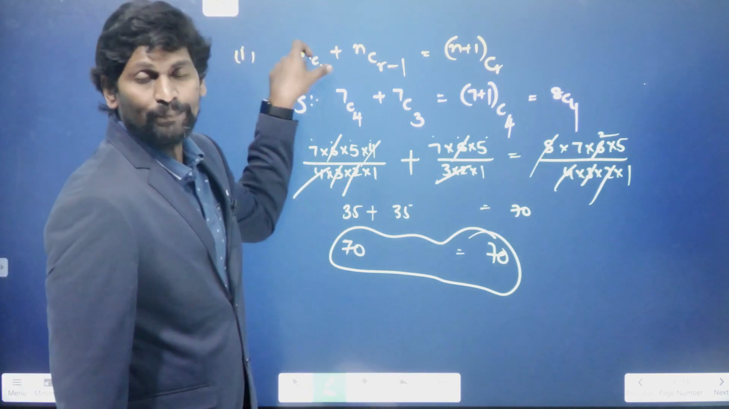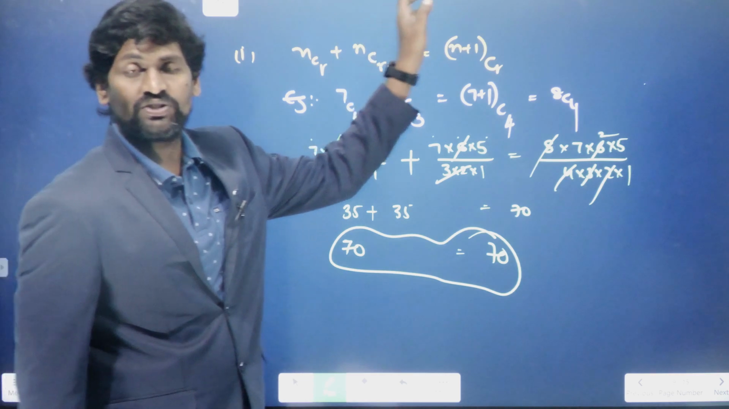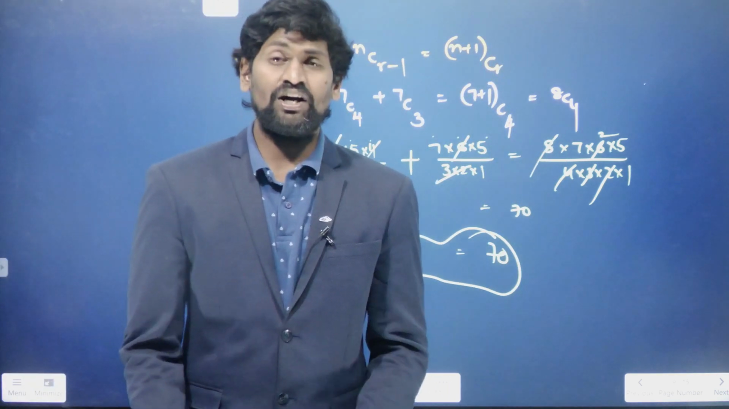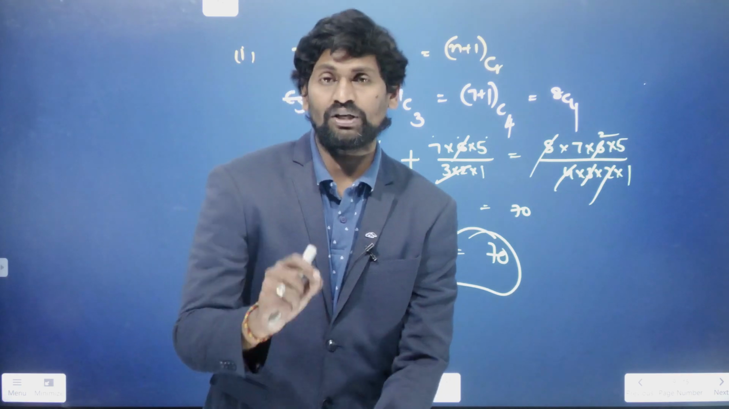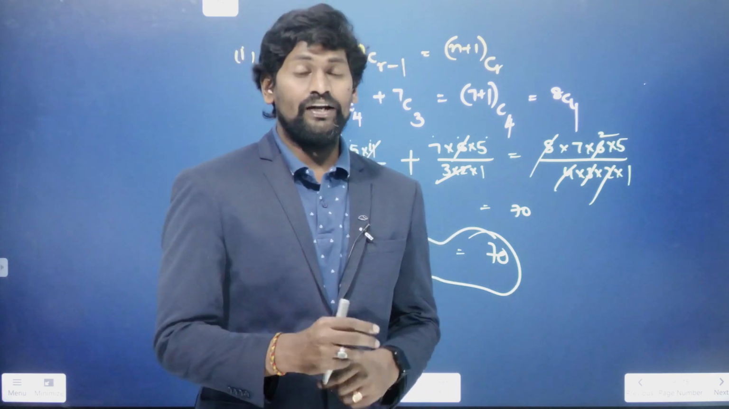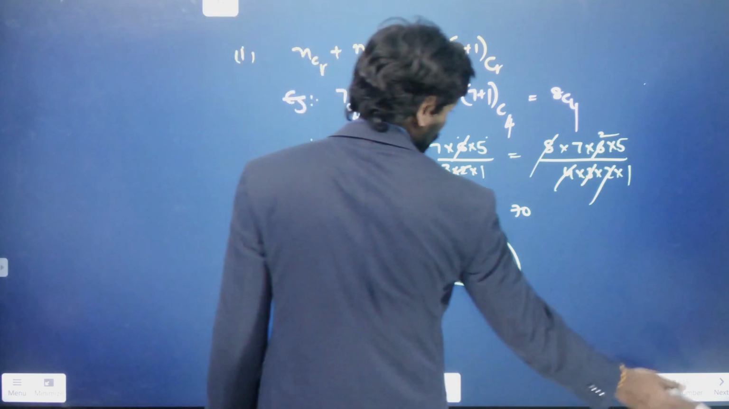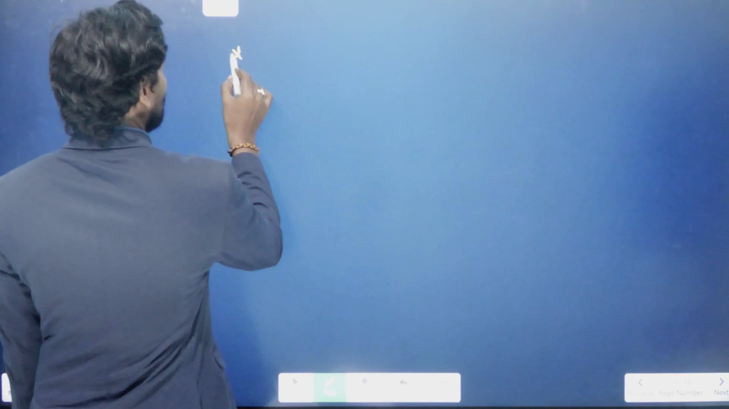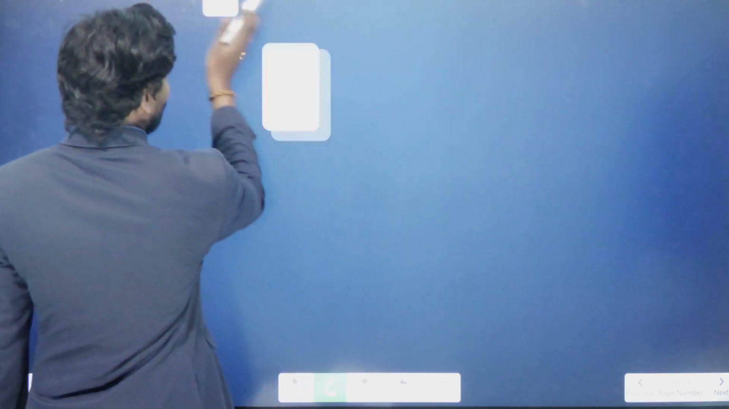So nCr plus nCr minus 1 equals n plus 1 Cr. That is the first important point. And also we know what is n factorial, the product of first n natural numbers. And also we discussed in our previous classes that 0 factorial value is 1, as well as 1 factorial value is also 1. Now the first point is over.